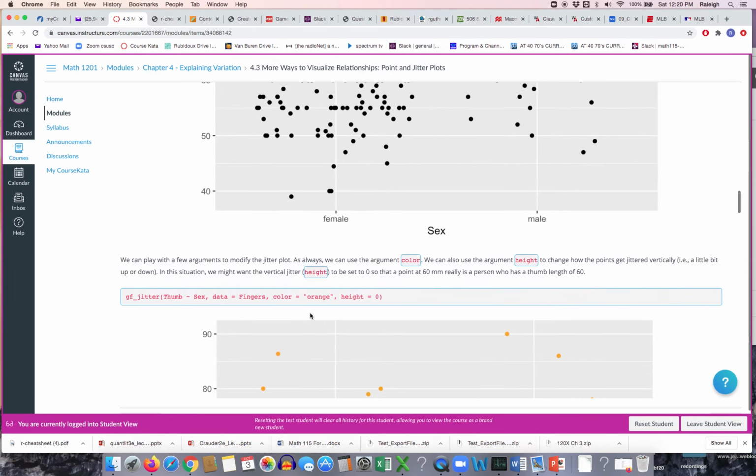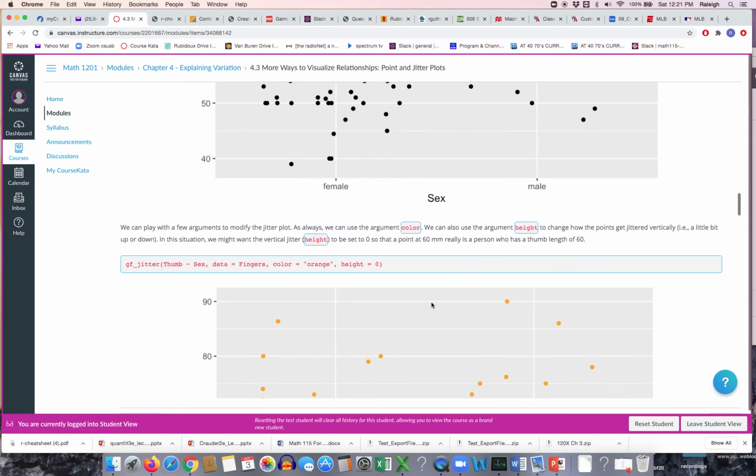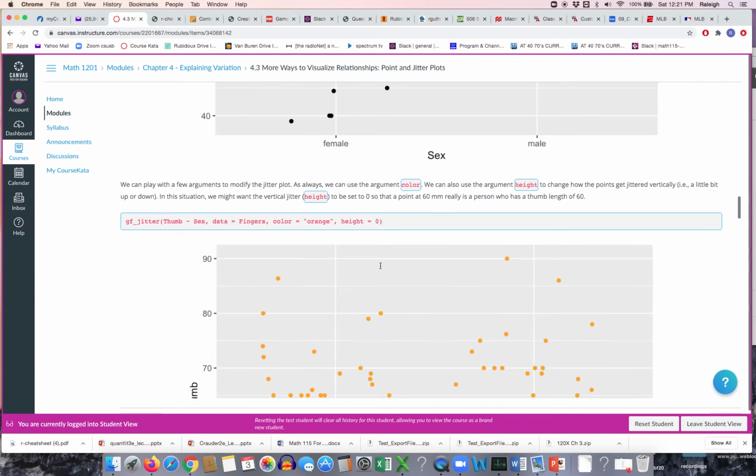That's my personal opinion. So we could play with a few things just to modify it. And so, of course, they use color. They love orange. And you can use the argument height to change how they get vertically shifted, too. So it turns out they didn't really do that because they put height equals 0. So they didn't allow for that. They will do that later, or I'll do that later. And so all they really did was change the color.